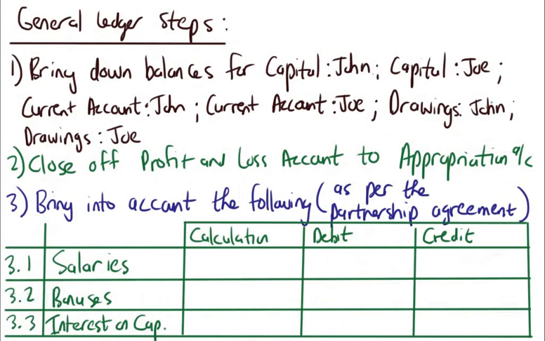Okay, so if we have a look at the general ledger steps, these are the steps that need to be followed. We first need to bring down the balances for our various accounts, for Capital John, Capital Joe, Current Account John. So you'll notice here that there's some new accounts that you haven't done before. You're used to the capital accounts, but what you now have is a capital account for each partner. You're used to drawings accounts, but you have a drawings account for each partner. What's new is you've got a current account John and a current account Joe.